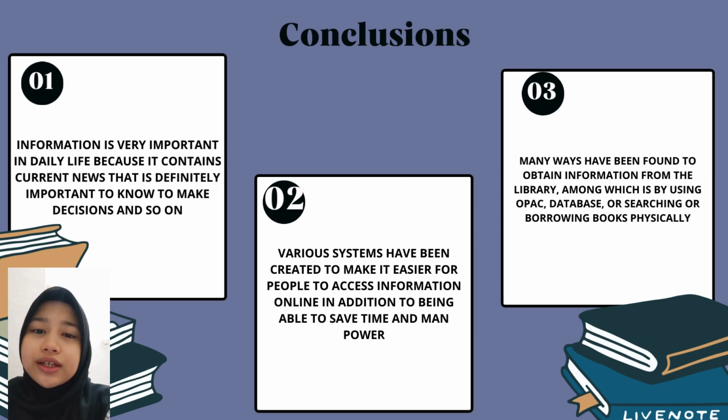And additionally, many information organizations have been created to make it easier for people to access information and reading materials for daily use. Thus, various systems have been created to make it easier for people to access information online, in addition to being able to save time and manpower. And moreover, the information obtained is also accurate and up-to-date. In addition, many ways have been found to obtain information from the library, among which is by using the OPAC database or by searching or borrowing books physically.